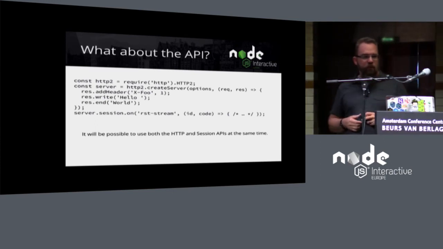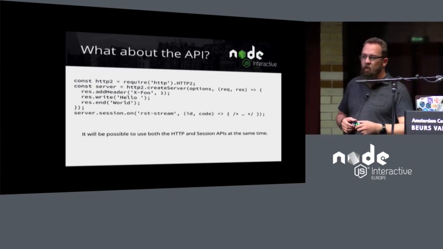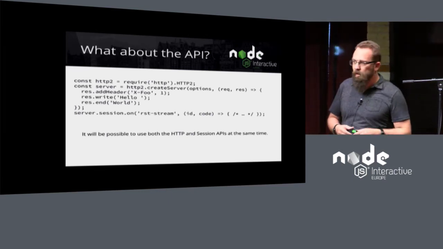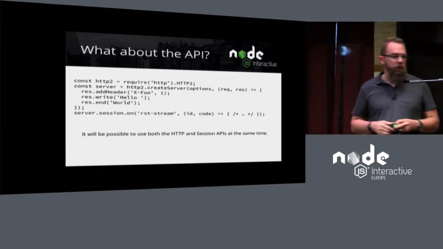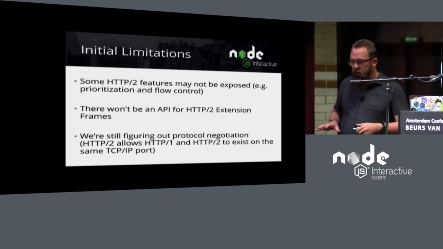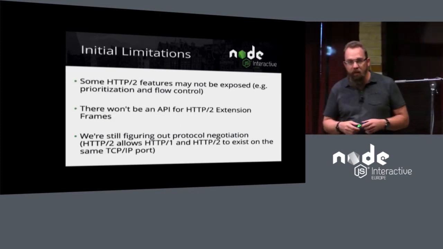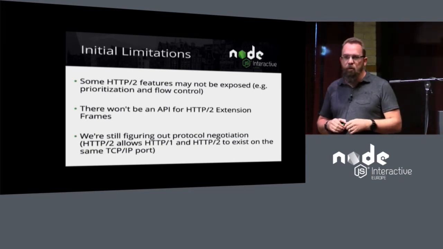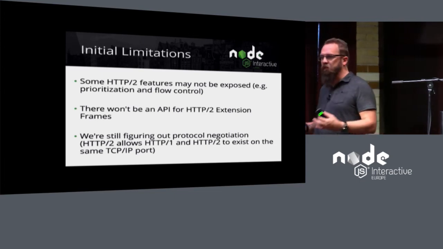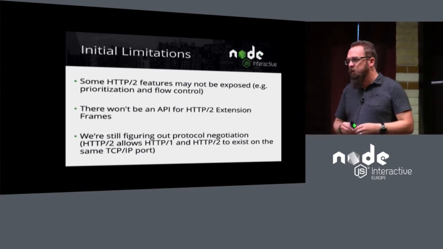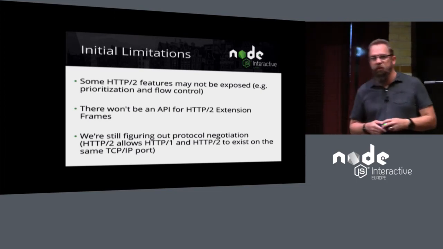You will be able to mix the two, so it's not either or. If you want to use the higher level, but want to do some more interesting things at a lower level, then you'll be able to do that as well. There's a couple of things that we are not doing, at least initially, just because of the additional complexity that it requires. Initially, things like prioritization and flow control may not be directly exposed. We may get those APIs eventually, but we want to make sure the basic protocol implementation and the basic APIs are right before going into too much of this.